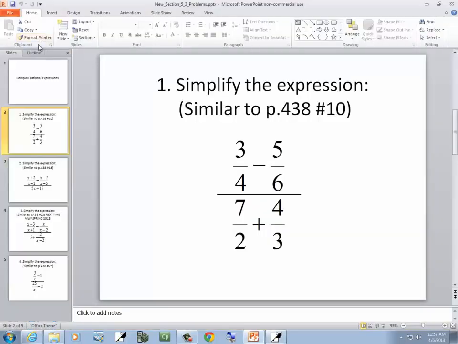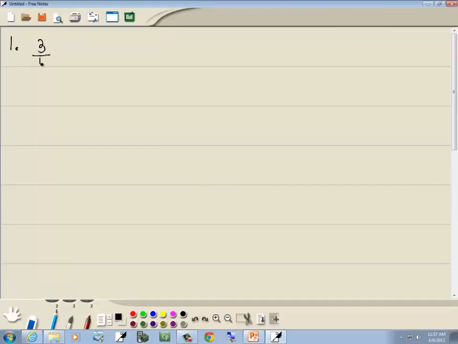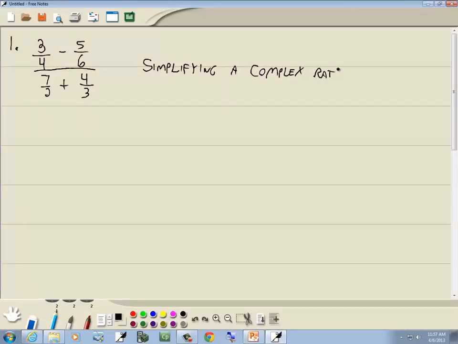And so we've got 3 over 4 minus 5 over 6, over 7 halves plus 4 over 3. Though actually, even with these numbers, the steps will work if I go through them. But these are the steps for simplifying a complex rational expression. They say simplify the expression.